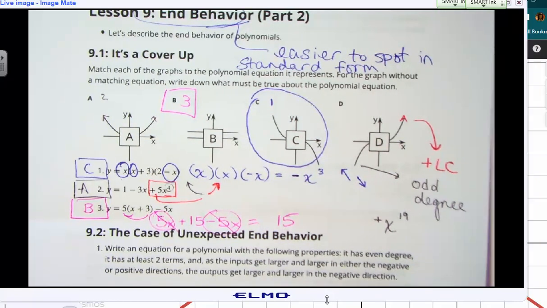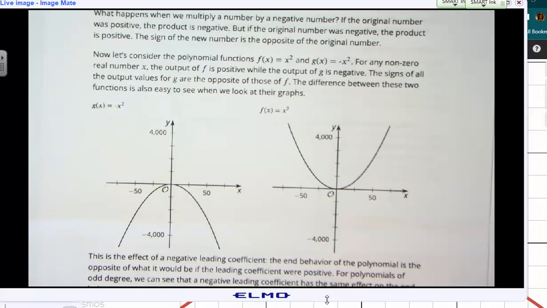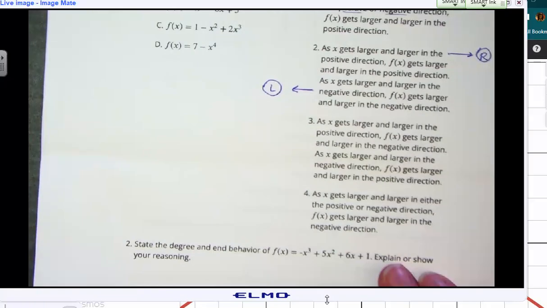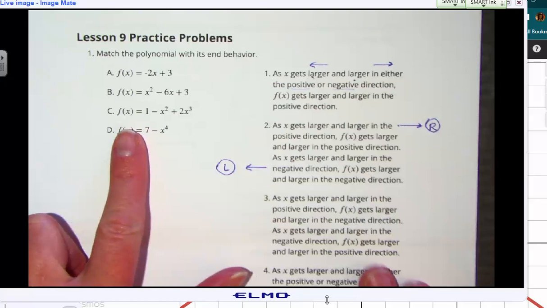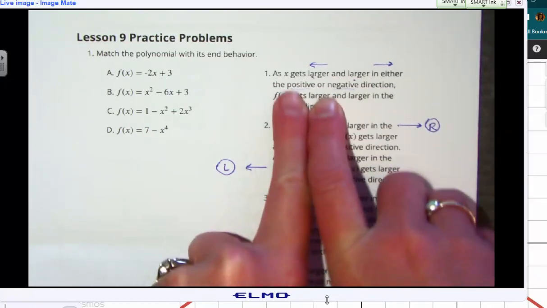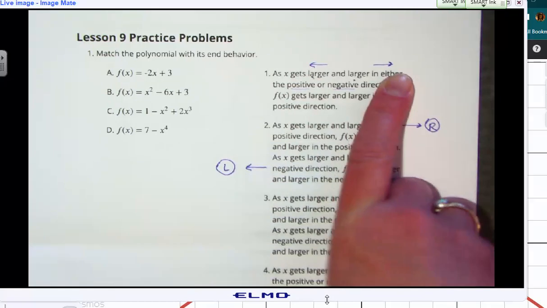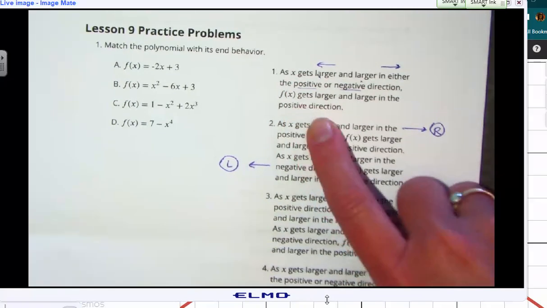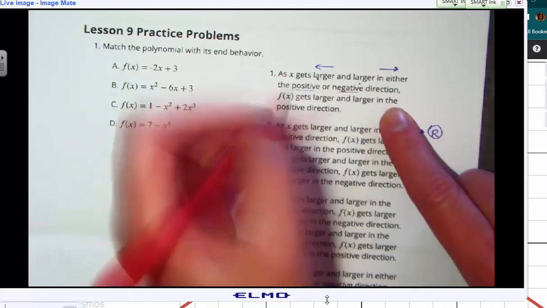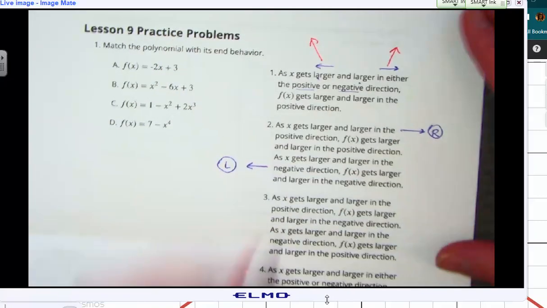Alrighty. Sorry. So we can use this definitely to start seeing where things will be like this, but really it comes down to the practice problems. Now, if we just did a couple of these, notice that they have it written out in words as x gets larger and larger in either the positive or the negative direction, meaning it doesn't matter if I'm going to the left or to the right. Our function gets larger and larger in the positive direction. So it's saying it's going up on the left and up on the right.